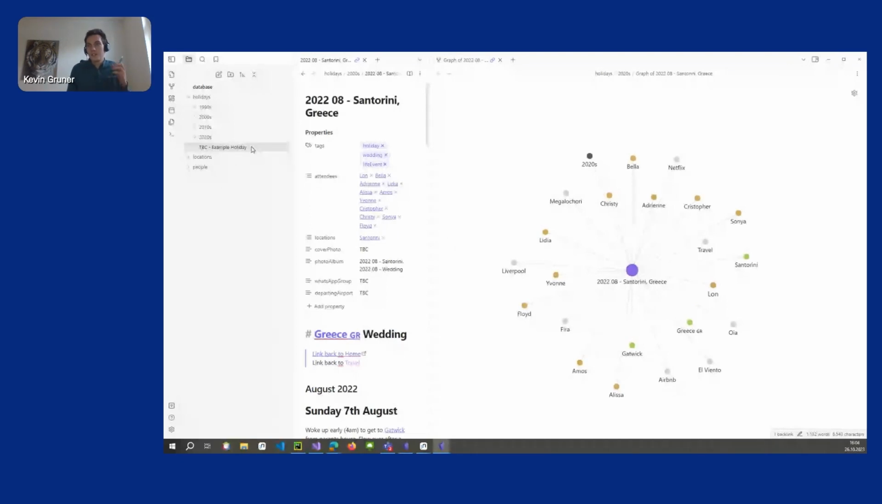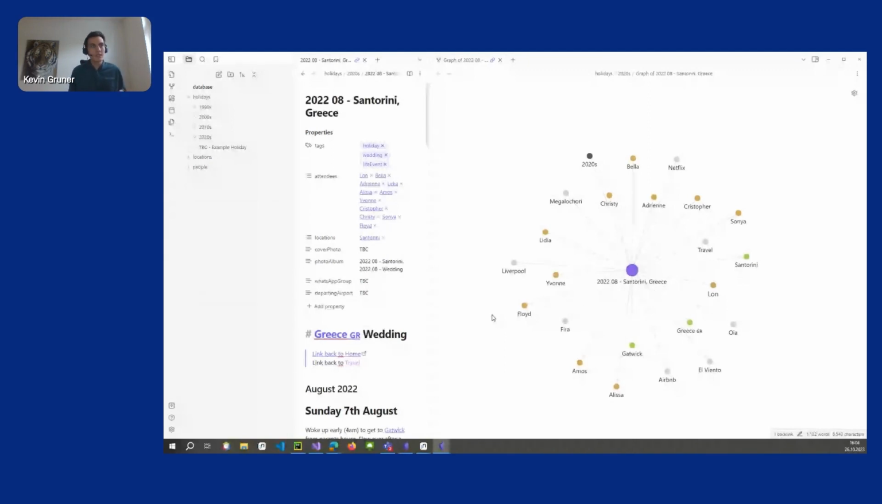So a few things to mention. We want to do a holiday graph, which consists of holidays, persons, and locations. And we are looking at three relationship types.